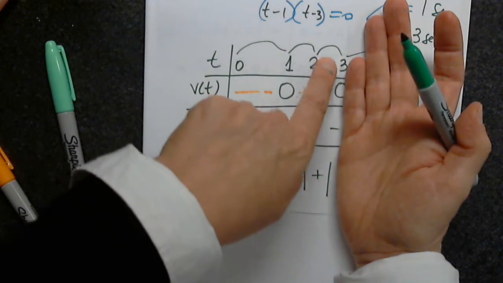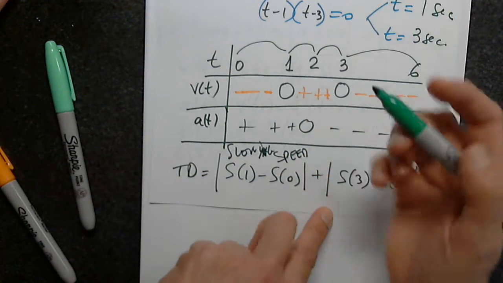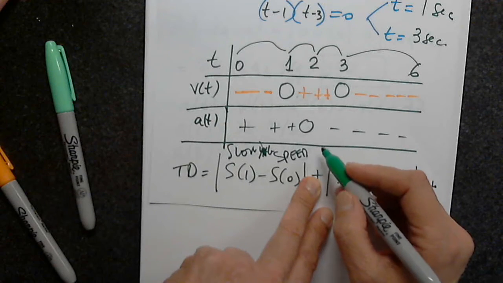Between second 2 and second 3, one of them is positive and the other one is negative. They don't work well together. What does the particle do? Slowing down.